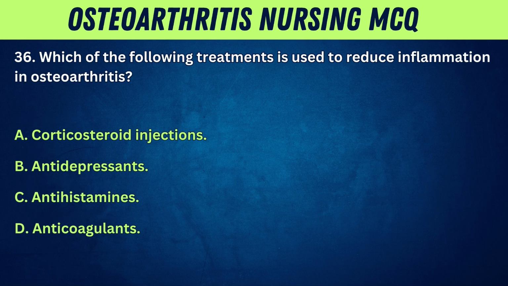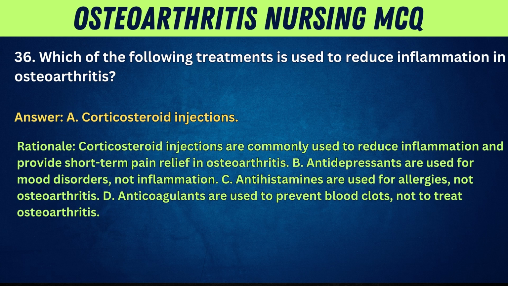36. Which of the following treatments is used to reduce inflammation in osteoarthritis? A. Corticosteroid injections. B. Antidepressants. C. Antihistamines. D. Anticoagulants. Answer: A. Corticosteroid injections. Rationale: corticosteroid injections are commonly used to reduce inflammation and provide short-term pain relief in osteoarthritis.